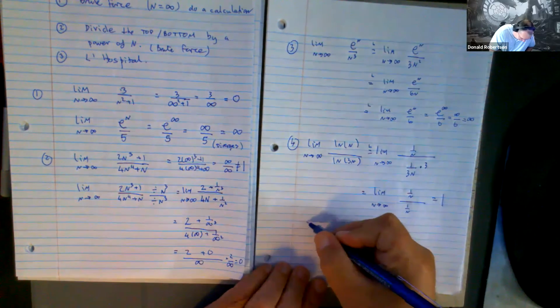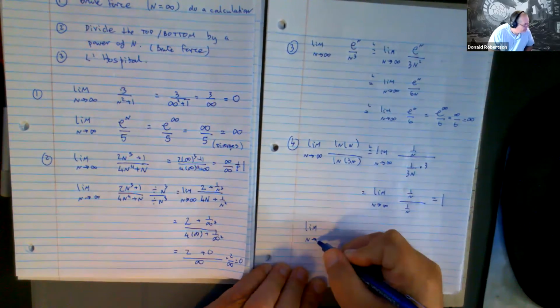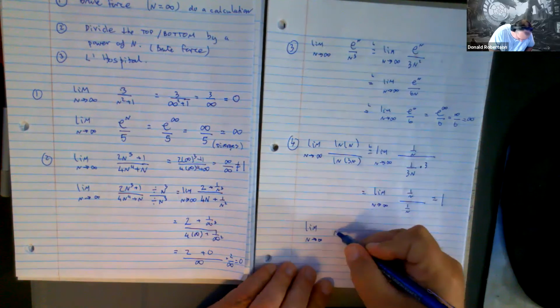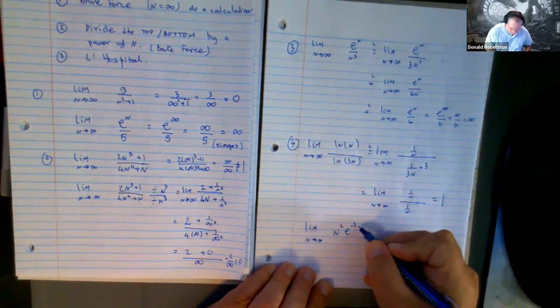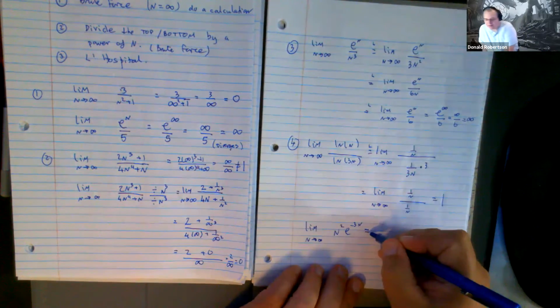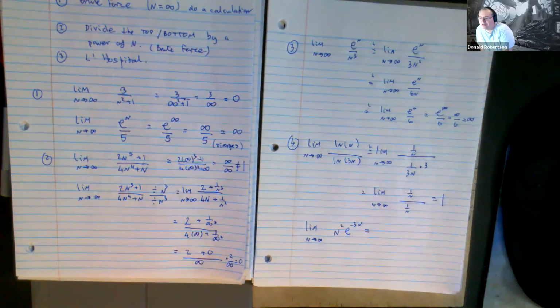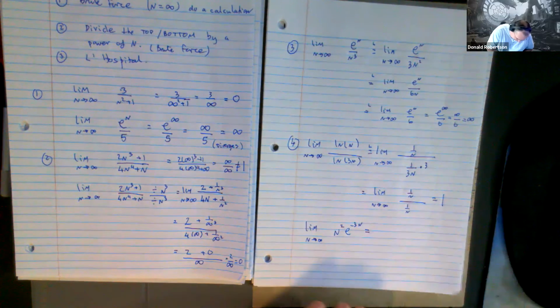The one I was going to do before this one. That one. This one has to be L'Hopital because it's got an e to the minus 3n in it, right? But to do L'Hopital, don't you need to have a fraction? So we're going to have to do some algebra on it before I even try and start L'Hopital on it.